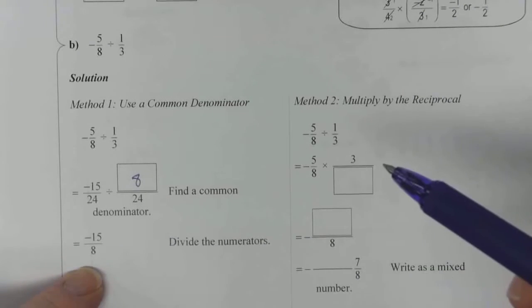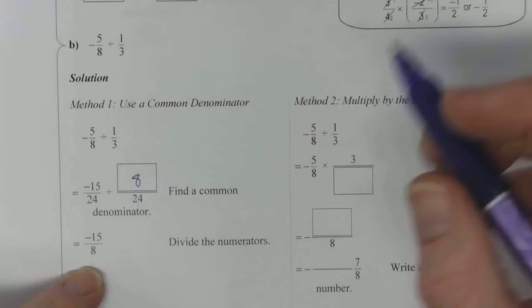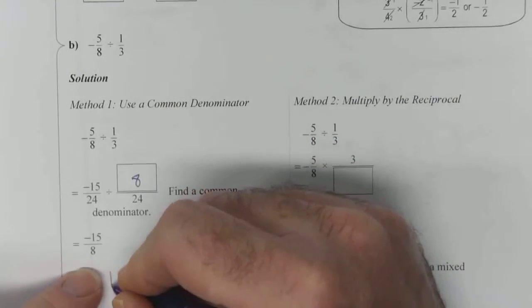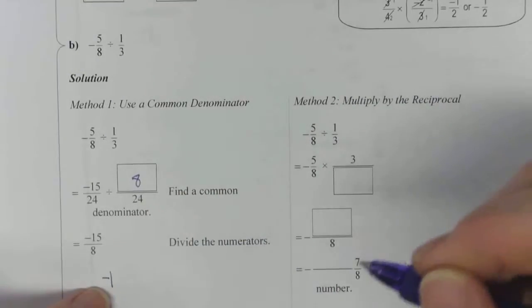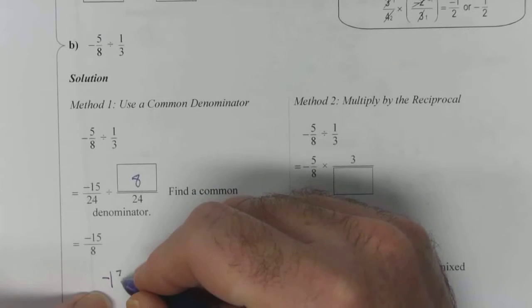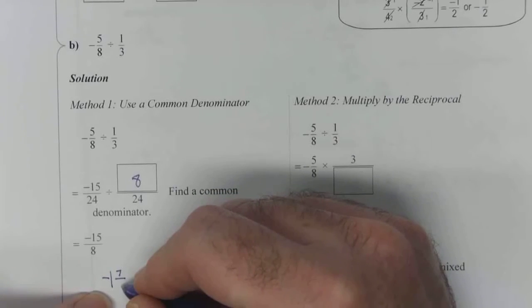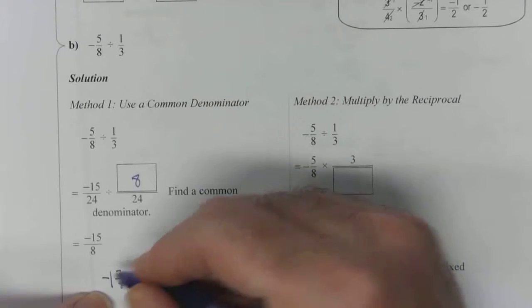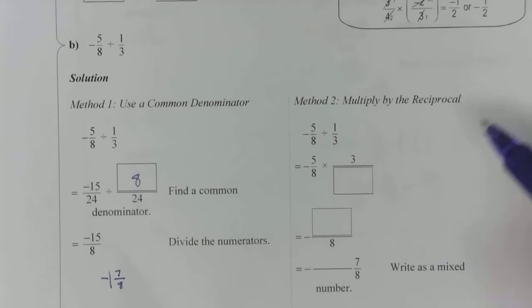And this is an improper fraction, so we can clean that up. 8 goes into 15 once. It is negative, so we'll put a negative in front there. There are 7 left over when you take 8 out of 15, so it's 1 7/8, -1 7/8.